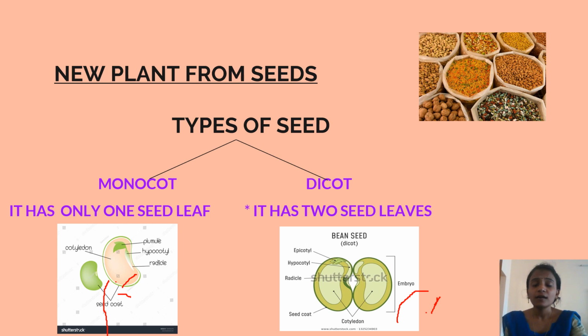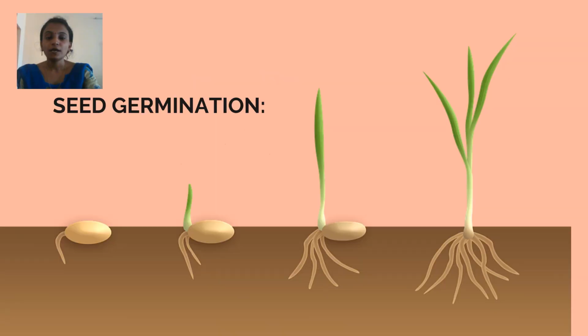What are the examples of these dicot seeds? Gram, peas, beans. Gram, peas and beans are examples of dicot seeds. Please note down that after soaking gram seed in water for a few days, you can notice its parts. So try this at home.